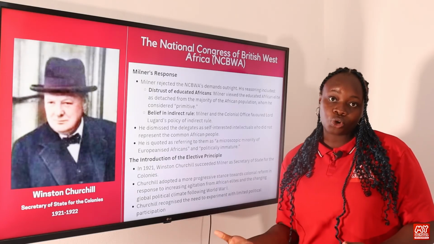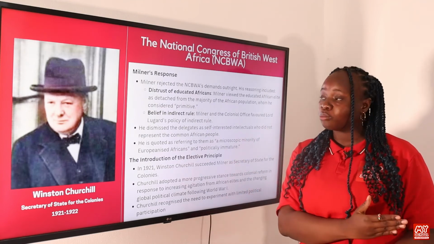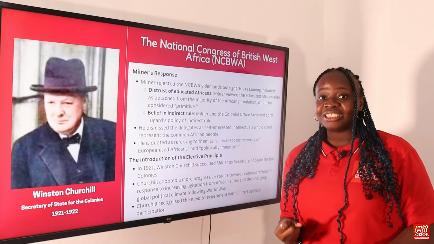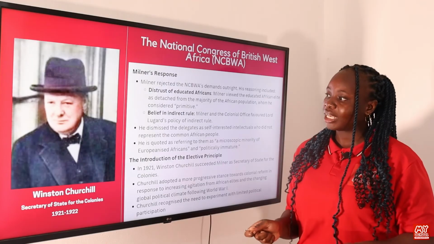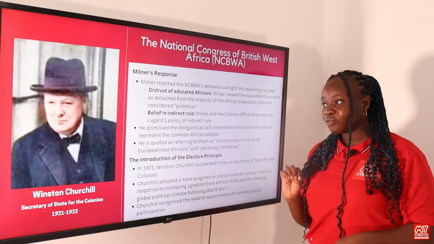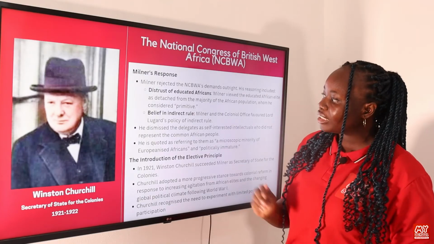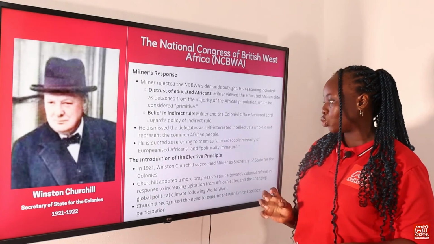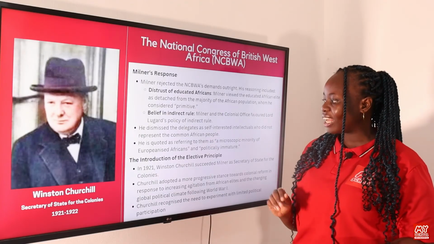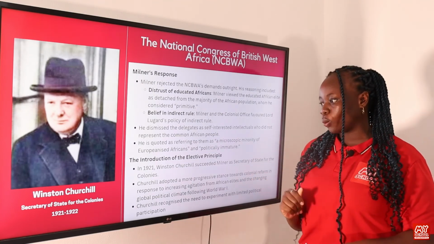The Africans at the time were still governed by their traditional rulers, although these traditional rulers were receiving policy direction from British authority. So the educated elites were not able to adequately represent the interests of a majority of people within the African society. There was also the belief in indirect rule. Milner and the Colonial Office favored Lord Lugard's policy of indirect rule, and they were not willing to change that for something else. He dismissed the delegates as self-interested intellectuals who did not represent the common African people. He is quoted as referring to them as a microscopic minority of Europeanized Africans and politically immature.